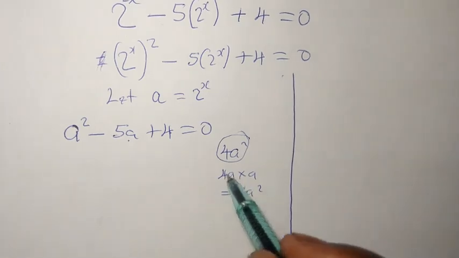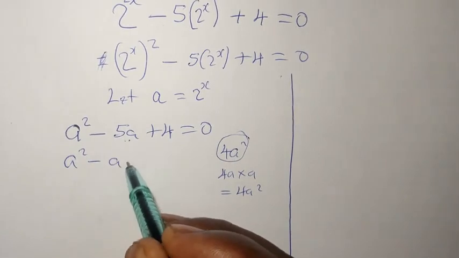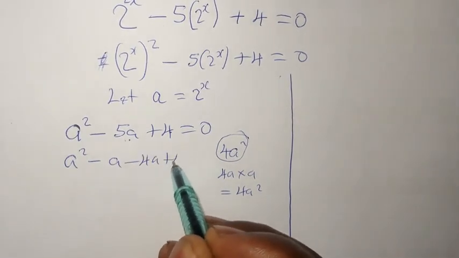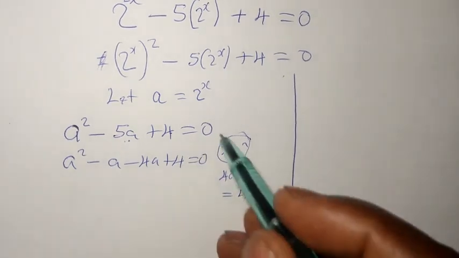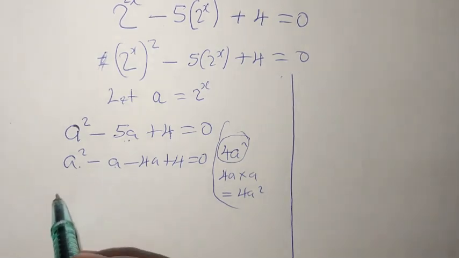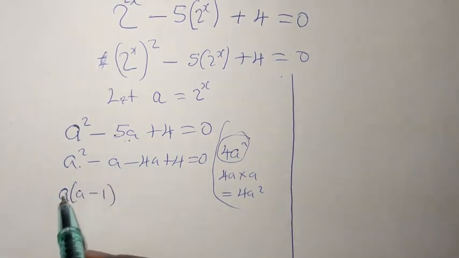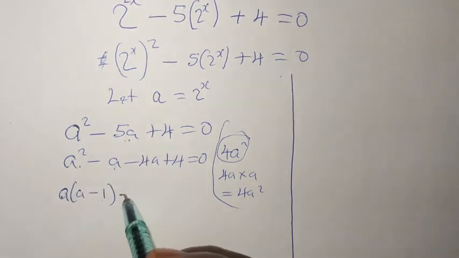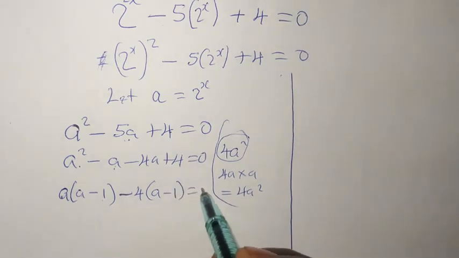As a result of that, we will replace it here by having a square minus a minus 4a plus 4, all equals 0. Having gotten this, then we can solve the problem. We take this one, they are common, so we have a open bracket a minus 1. You see, a times this will give us this. This times this will also give us this. Minus 4 is common here, so it will be 4 open bracket a minus 1 close bracket equals 0.